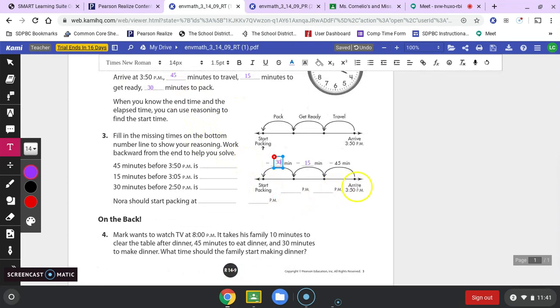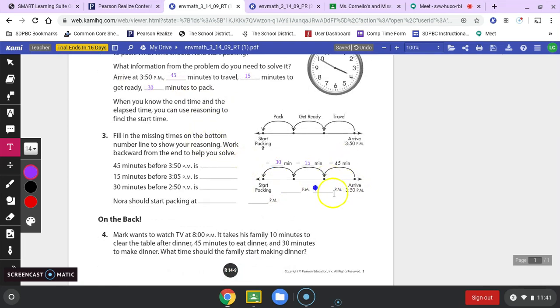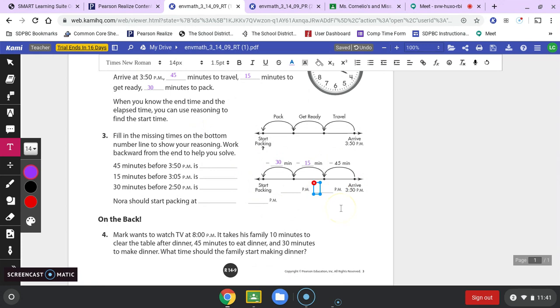Okay, so 45 minutes before 3:50 is what time? You would take the 50 minutes and subtract 45. It would be 3 something, but not 3:40. 50 minus 45 is 5 minutes. So it would be 3:05. 50 minus 45 is 5.